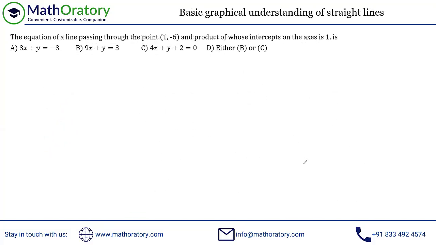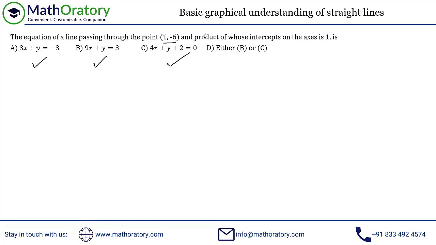This question is pretty straightforward. We can use the options for solving this question straight away. So we have the equation of a line passing through this point, first of all. So just use the options to verify whichever line this point may lie on. Just substitute and check whether the equation is satisfying or not. For example, in the first equation, 3 into 1, so x is 1, y is -6. So 3 minus 6 is -3. So this satisfies. 9 minus 6 is actually 3 for the second option. 9 into 1 and then -6, so that is 3. 4 into 1 and -6, so that is adding to -2, and then +2 is actually 0. So each of the options is actually satisfying. D is either B or C, so we are not worried about it as of now.